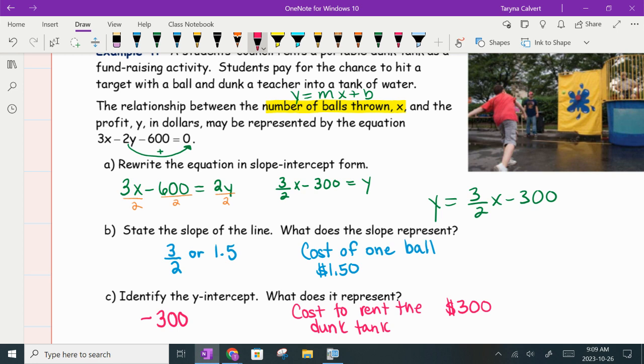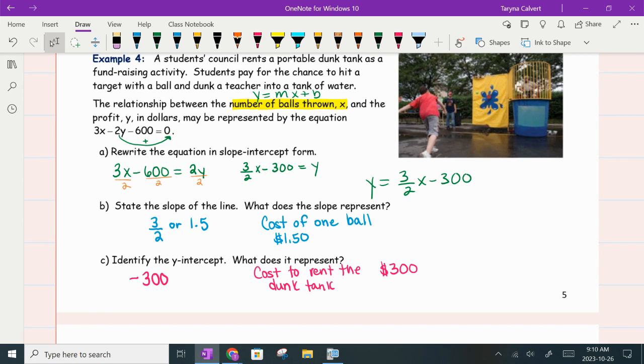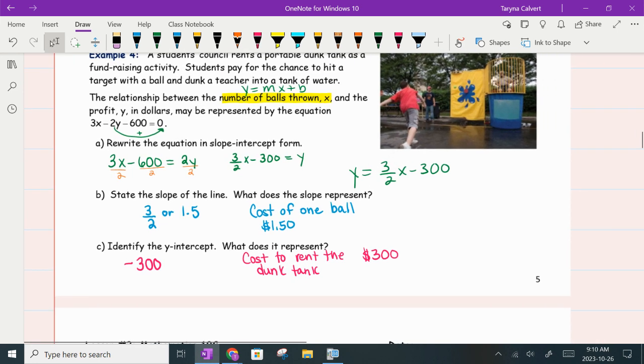And you could set it in either one of them, right? You could set it equal to this y equals equation that we rearranged, or you could put it back into the original. It doesn't matter which equation you use, because they're equivalent. But again, we'll do more of that stuff later in this chapter.